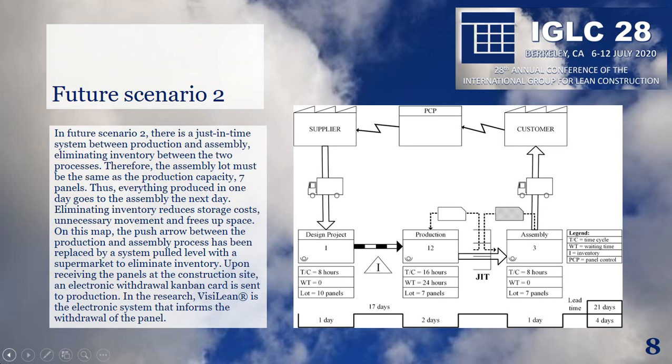Future Scenario 2. In Future Scenario 2, there is a just-in-time system between production and assembly, eliminating inventory between the two processes. Therefore, the assembly lot must be the same as production capacity, 7 panels. Thus, everything produced in one day goes to assembly the next day. Eliminating inventory reduces storage costs, unnecessary movement, and frees up space. On this map, the pushed arrow between the production and assembly process has been replaced by a pull system, leveled, with a supermarket to eliminate inventory. Upon receiving the panels at the construction site, an electronic withdrawal Kanban card is sent to production. In the research, Visilean is the electronic system that informs the withdrawal of the panel.